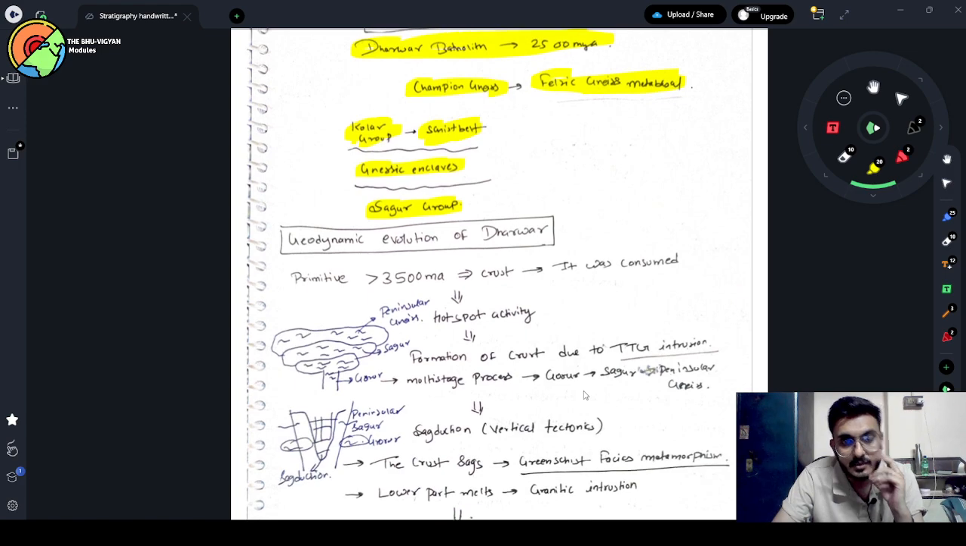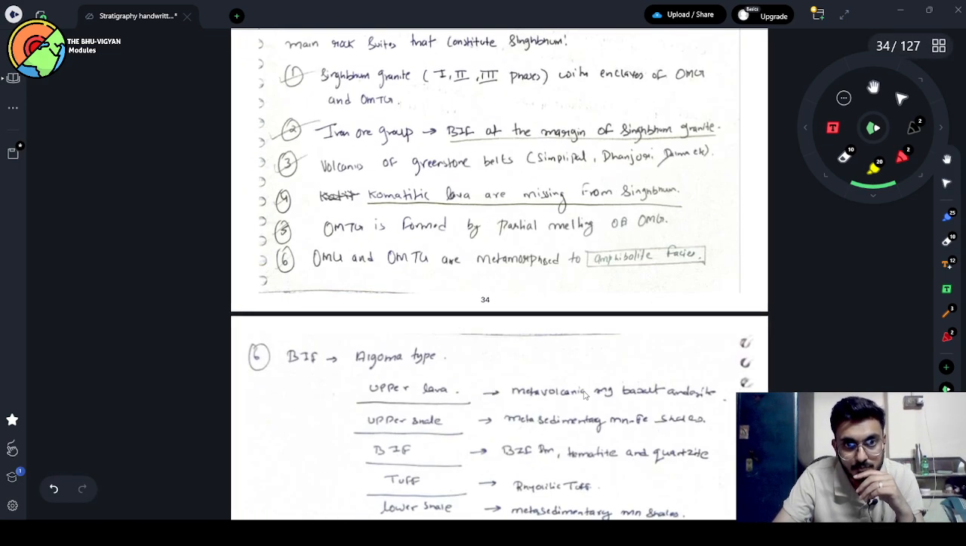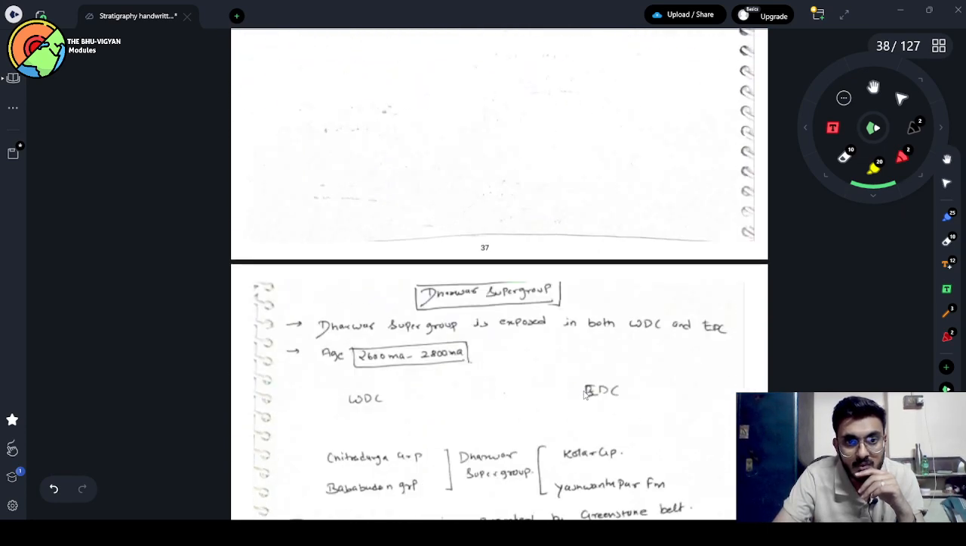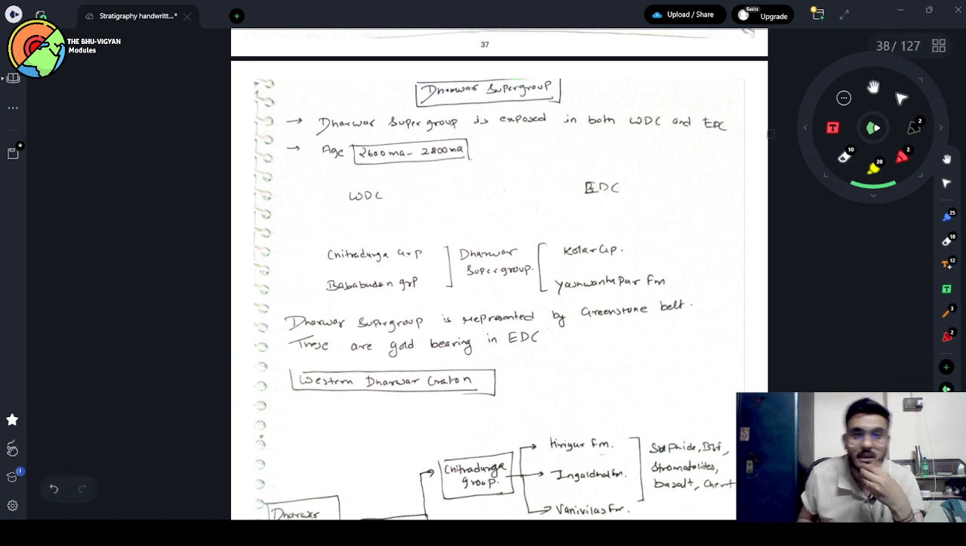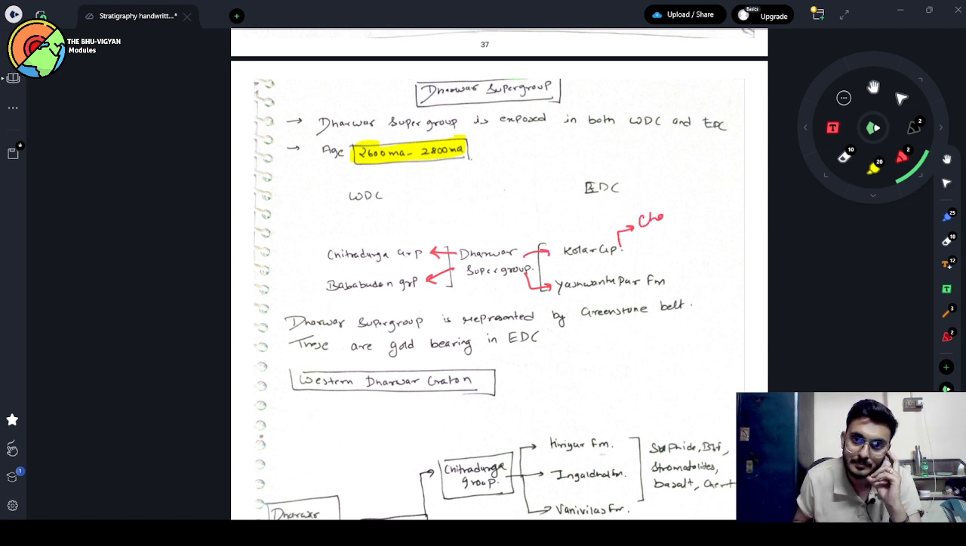Now before evolution, we will see one more topic here. That is Dharwar supergroup. The Dharwar supergroup was present in both eastern and western Dharwar Craton. The age of this is 2600 to 2800 million years. In the western Dharwar Craton, it contains Baba Budhan group and Chitradurga group. In the eastern Dharwar Craton, it contains Yashwantpur formation and Kolar group. This Kolar group contains champion gneiss, which is economically important for gold.